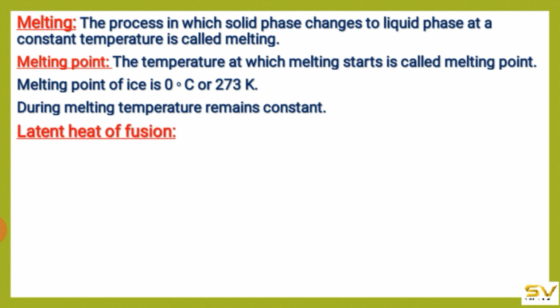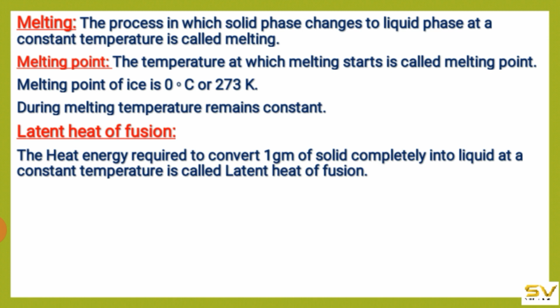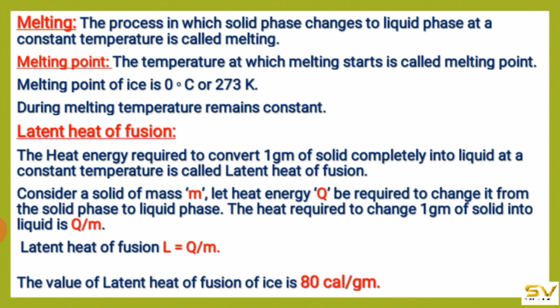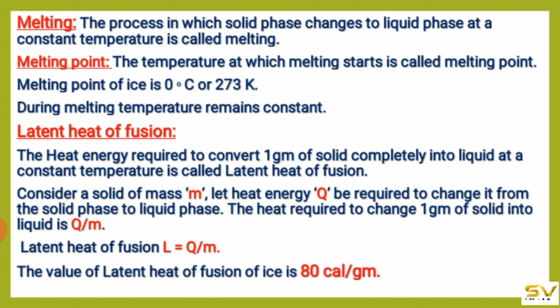Latent heat of fusion. The heat energy required to convert 1 gram of solid completely into liquid at a constant temperature is called latent heat of fusion. Consider a solid of mass m. Let heat energy Q be required to change it from solid phase to liquid phase. The heat required to change 1 gram of solid into liquid is Q/m. Latent heat of fusion will be given as L = Q/m. The value of latent heat of fusion of ice is 80 calories per gram.